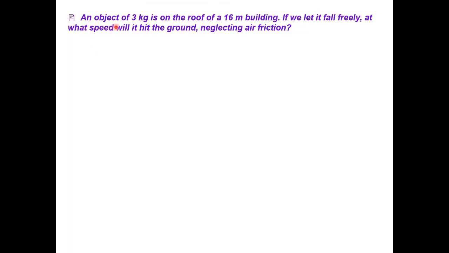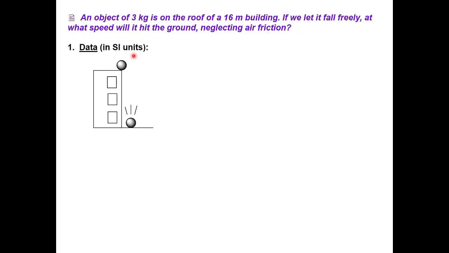An object of 3 kilograms is on the roof of a 16-meter building. If we let it fall freely, at what speed will it hit the ground, neglecting air friction? First of all, we need to express the data in SI units.